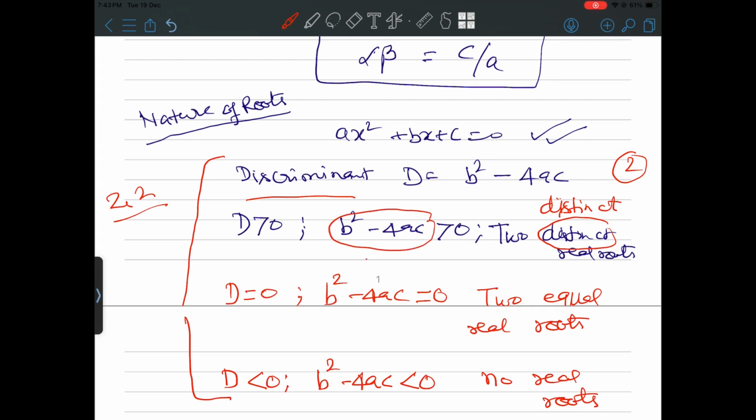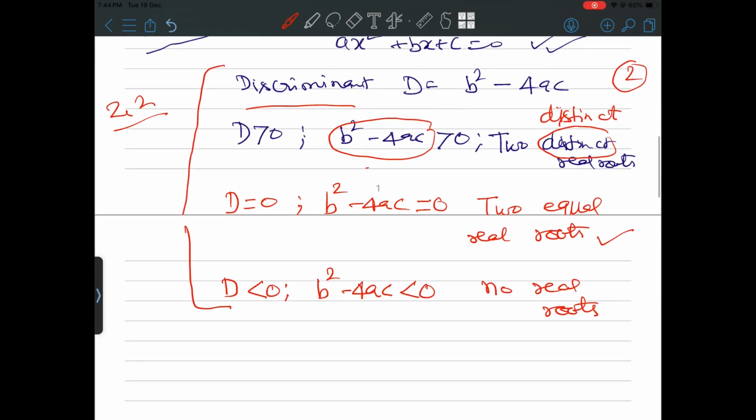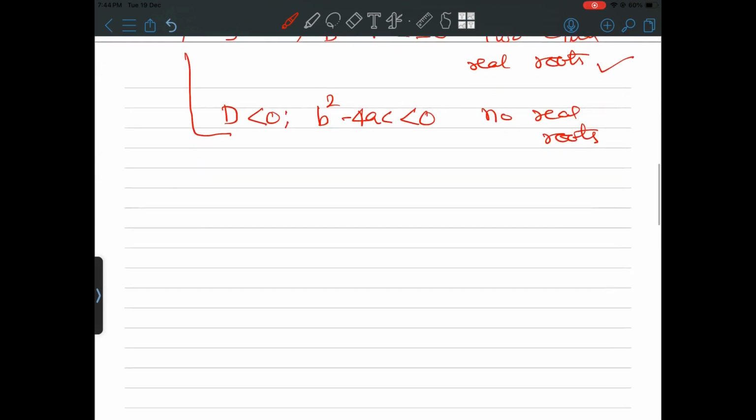So if the value of b square minus 4ac is positive, it means you will get two distinct real roots. If the value of D is equal to 0, it means there will be two equal real roots. But if the value is negative, it means there will be no real root, right? I hope the concept till here is clear, right? So now let's understand how to find the values of roots in a quadratic equation.